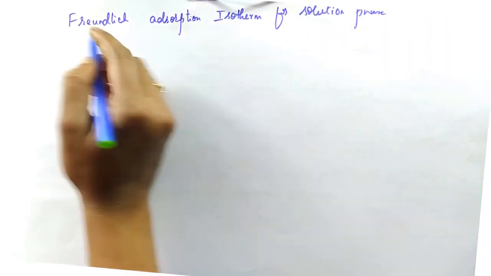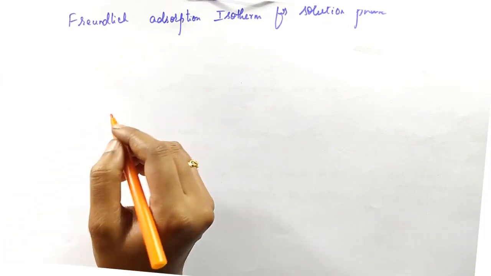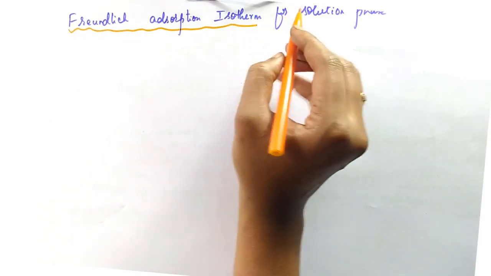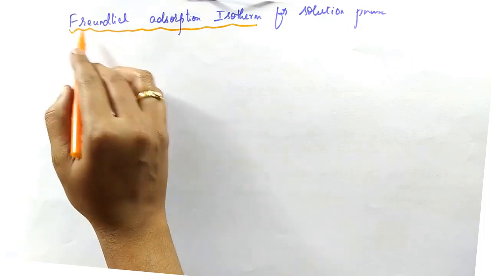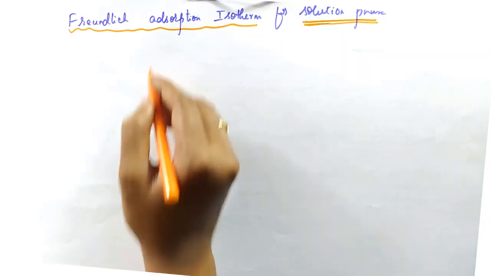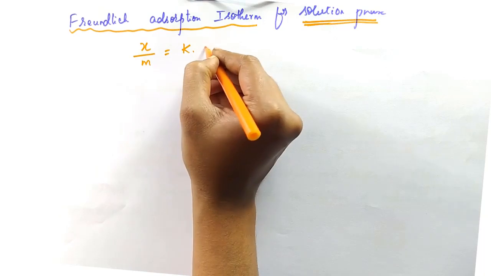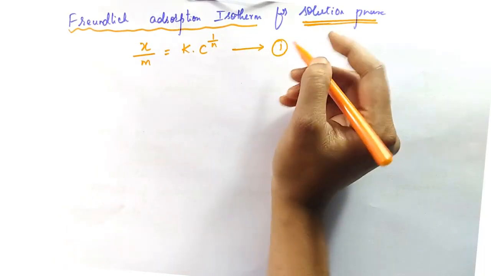In the last video, I explained about the Freundlich adsorption isotherm of gas on solids. In this video, I am explaining about the Freundlich adsorption isotherm for solution phase. The equation is x by m is equal to k into c to the power of 1 by n. Let us take it as equation 1.